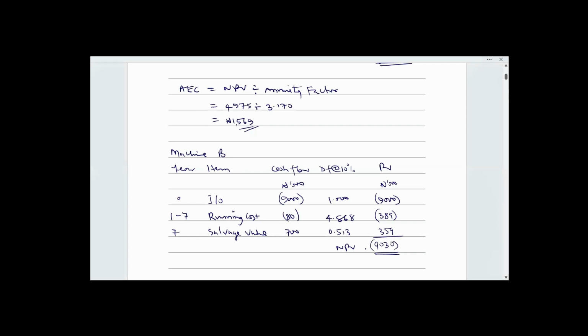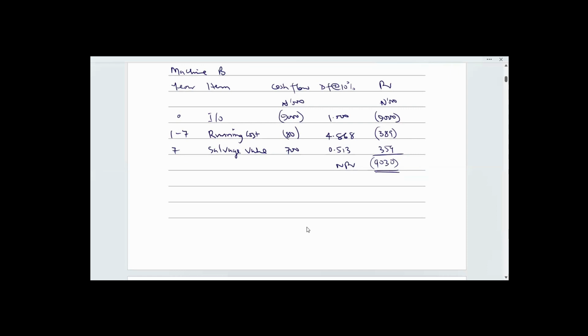So I need to calculate annual equivalent cost, which is 9,030 divided by 4.868. Finally, the annual equivalent cost for machine B is 1,855. So that represents the annual equivalent cost for machine B.